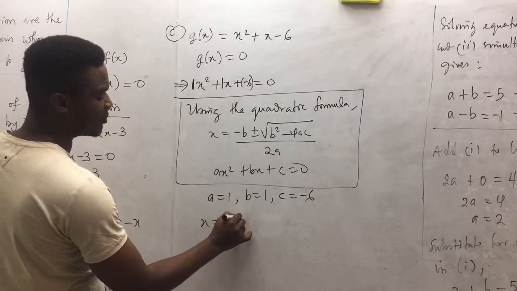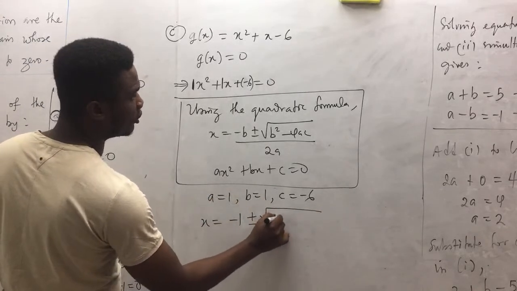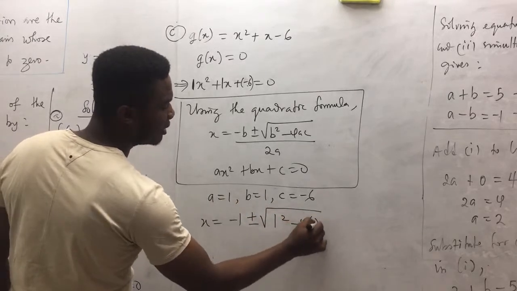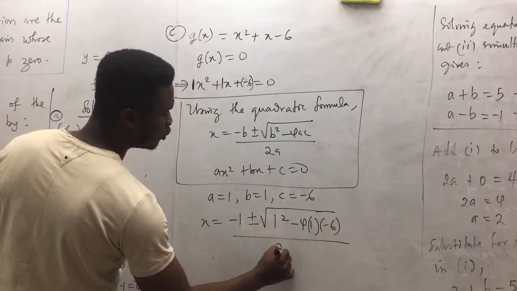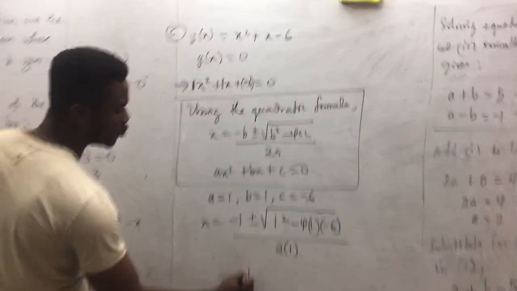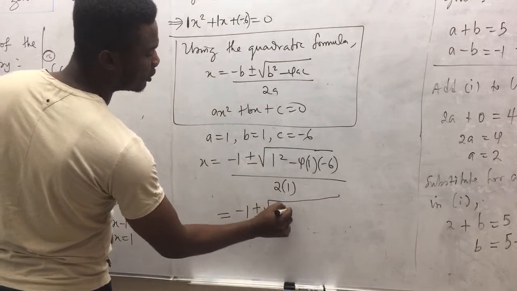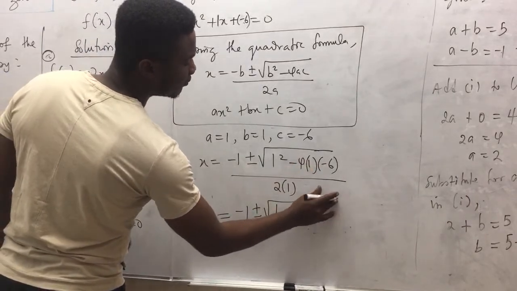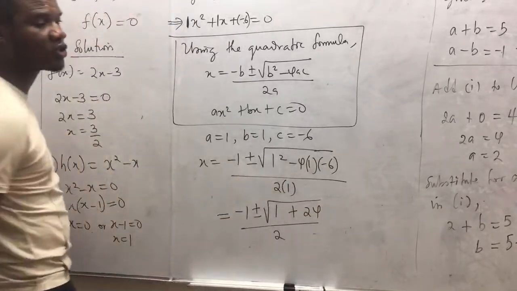That implies that the zeros of x will be minus b, that is minus 1, plus or minus the square root of what b is, which is 1, all squared, minus 4 times what a is, 1, times c, which is minus 6, all over 2 times a, which is 1. This will simplify to minus 1 plus or minus the square root of 1 squared, which is 1. Minus times minus is plus, so this gives 24, 6 times 4, all over 2. 2 times 1 is 2.